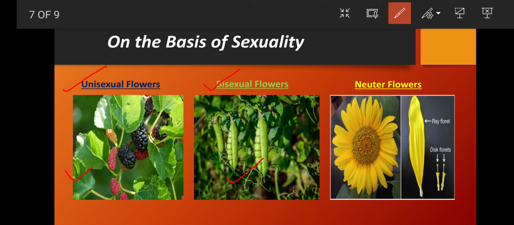Third is neuter flowers, the flowers which lack both stamen and pistil. Such flowers are termed neuter flowers, and the best example for neuter flowers is the ray florets of the sunflower. And here I have tried to show you the ray florets of a sunflower.